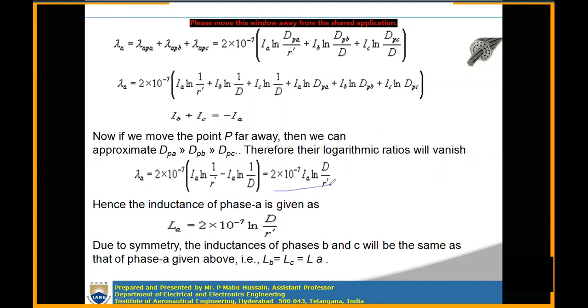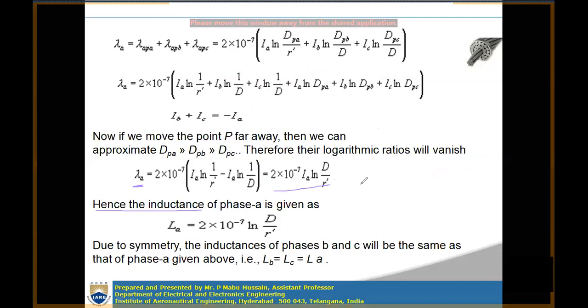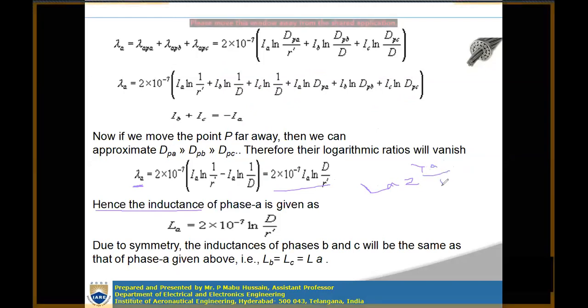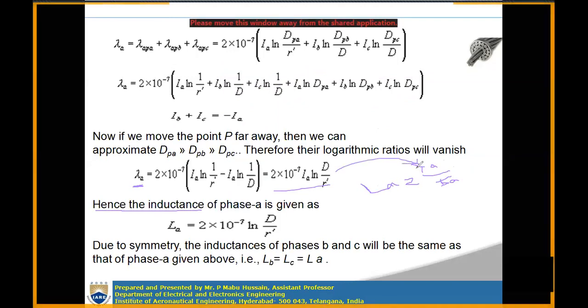So this is the flux linkages with respect to conductor A due to current flowing through all the phases. Okay. So now if you know the flux linkages, then you can determine the inductance. The inductance of conductor A is equal to the flux linkages of that conductor A by the current flowing through that conductor, which is IA, right? So now if you write this expression in place of lambda A, then this IA will get cancelled. So then the final expression is LA is equal to 2 into 10 power minus 7 ln D by r dash.